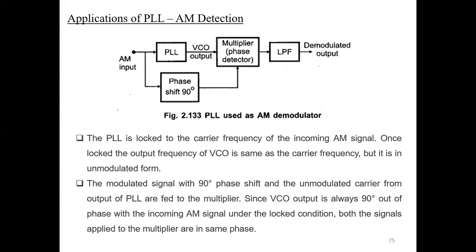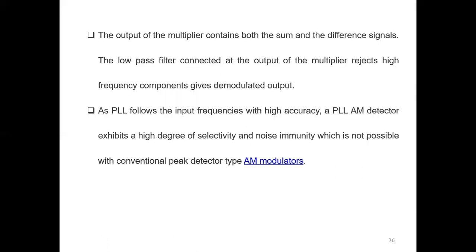It has an AM input given to the multiplier phase detector, then an LPF, then a phase shift of 90 degrees, giving the demodulated output. The output of the multiplier contains both the sum and the difference signals. The low pass filter connected at the output of the multiplier rejects the high frequency components and gives the demodulated output. As the PLL follows the input frequency with high accuracy, a PLL AM detector exhibits a high degree of selectivity or noise immunity, which is not possible with conventional peak detector type AM demodulators.